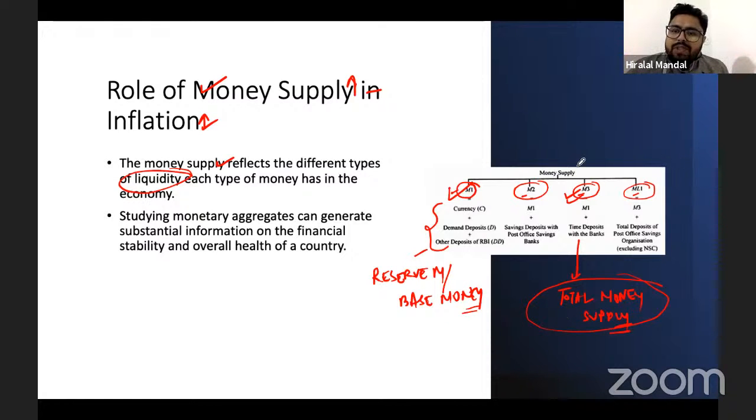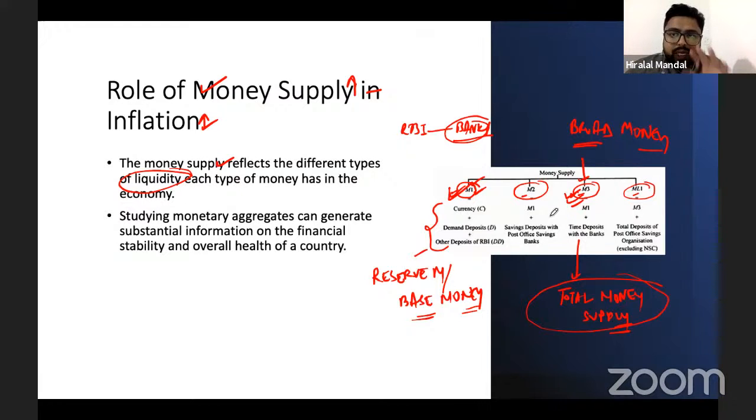Now, the relationship we have seen, and why it is not creating inflation, is largely because there is a difference between M1 and M3. There is a huge growth of M1, meaning that money coming from RBI to the banks is increasing. But M3, the total money supply, also known as broad money, is not increasing at par with reserve money. The difference is due to various factors, and that is why we don't see inflation rising in the system.